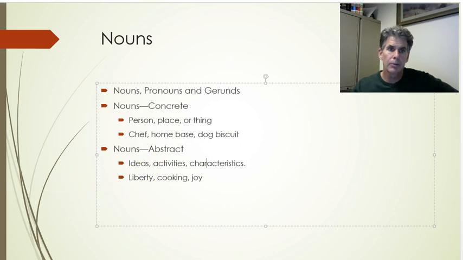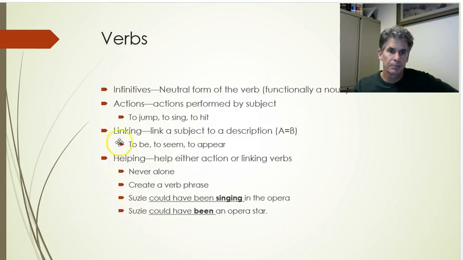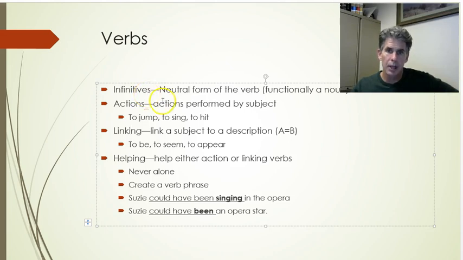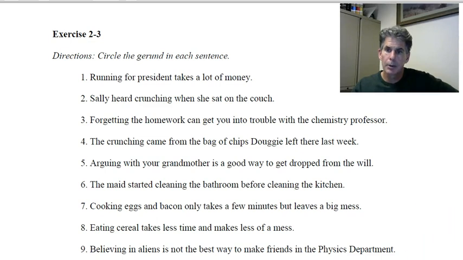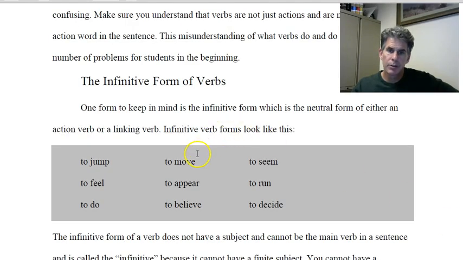Let me jump over to verbs and give you a quick review. In the end there are really two types of verbs, but there are four I want you to be able to understand, and two I really want you to focus on. First are infinitives, a neutral form of the verb. All action and linking verbs have infinitive forms: to jump, to feel, to do, to move, to appear. It's the form that has the to in front of it. That's the neutral form of the verb.